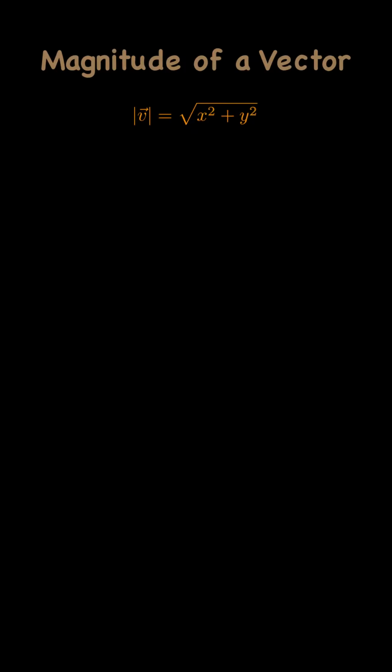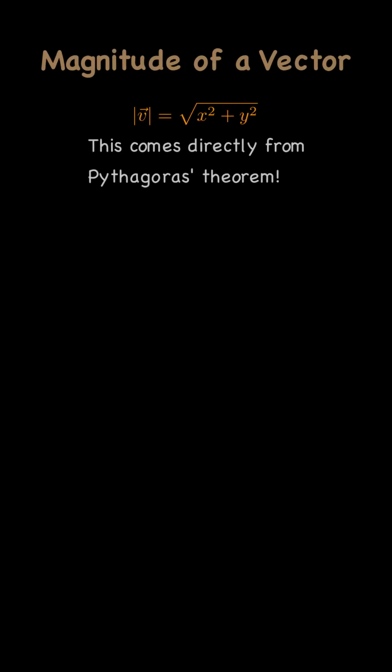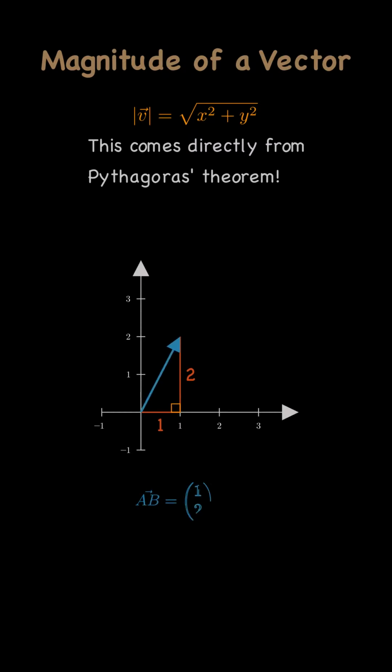The magnitude, or modulus, of a vector is its length. For a column vector (x, y), the magnitude equals the square root of x squared plus y squared. This comes directly from Pythagoras' theorem. For vector AB equals (1, 2), we draw a right triangle. The horizontal side is 1, the vertical side is 2, the vector is the hypotenuse. The magnitude of AB equals the square root of 1 squared plus 2 squared, which is the square root of 5.